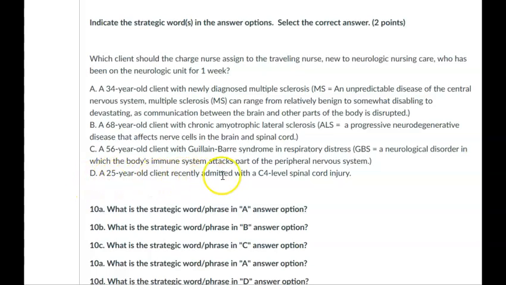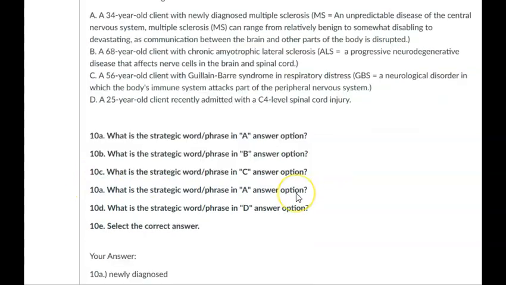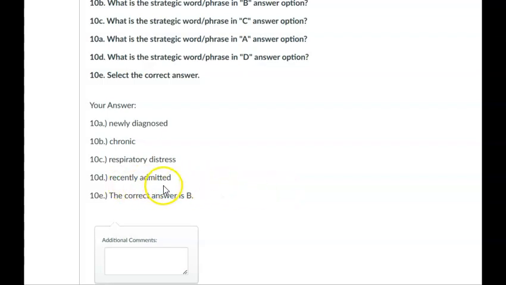D, 25-year-old recently admitted with a C4 level spinal cord injury. Recently admitted, right? We want to make sure the most seasoned nurse has those recently admitted patients. We're considering them to be less stable because we haven't had enough time to monitor them.